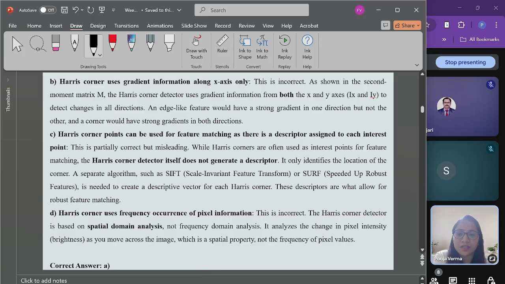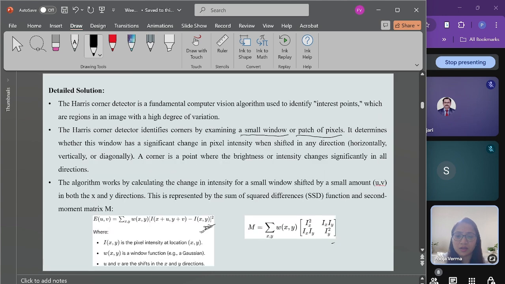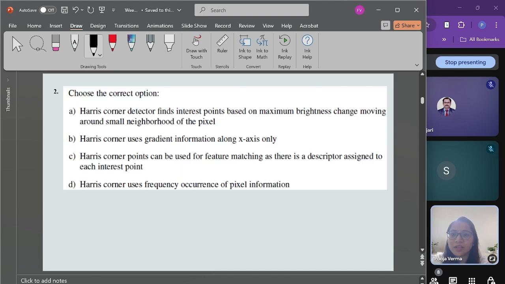And the last one: Harris corner uses frequency occurrence of the pixel information. This is also incorrect because the Harris corner is based on spatial domain analysis, not frequency domain analysis. It analyzes the change in pixel intensity or brightness as you move across the image, which is a spatial property, not a frequency of the pixel value. So the correct option is A. Only A is the correct option for this question.